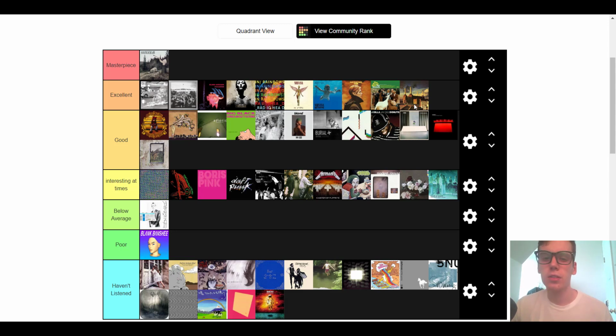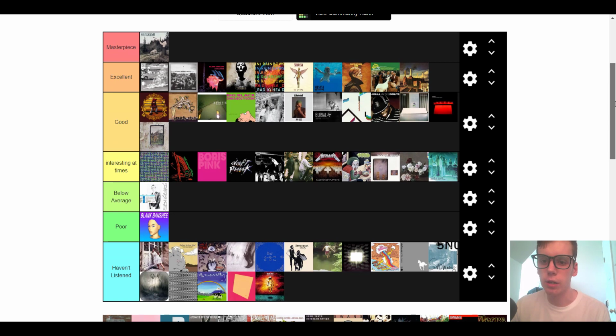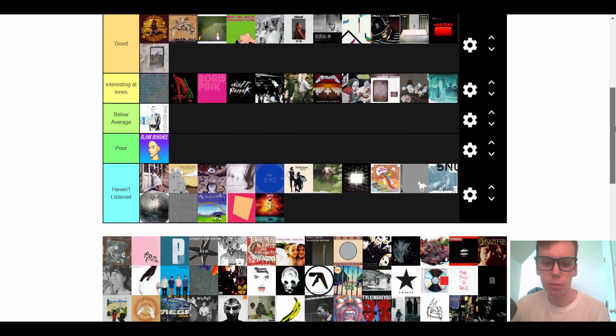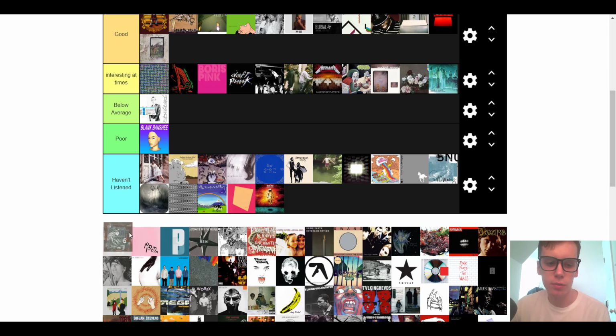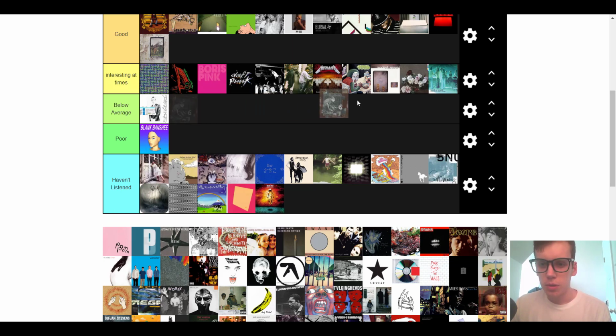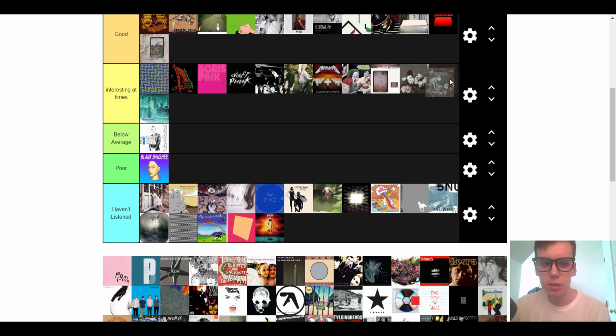I think it's 5 total and 3 more extended ones. And I'm definitely a sucker for 10, 15 minute long tracks, so that one gets me. Moving on, we have Pixies. We have Doolittle. This one, I'm going to stick in interesting at times.